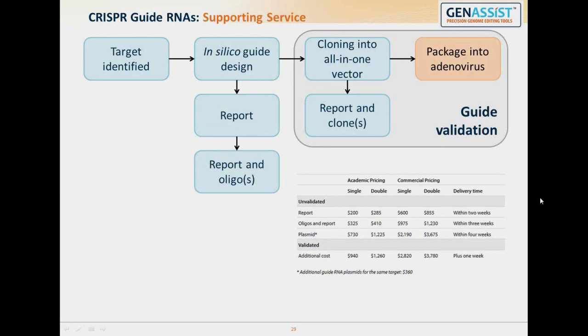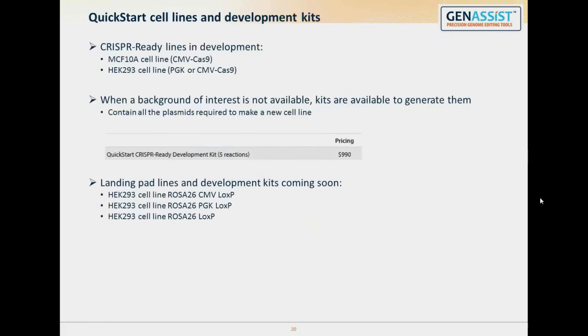Another option is to actually have it packaged into adenovirus, which is ideal for hard-to-transfect cells, such as iPS cells or certain neuronal or cardiac cells. So we're very happy to provide that. And then finally, there's the guide validation. In the guide validation, we take a look at 5 different guides, confirm through the surveyor assay, as Eric has described, and then clone the highest performing of those. We do this in K562 cells, so we do them in human cell lines, but we're adding mouse very, very soon, and potentially other species as well, depending on demand from the marketplace.